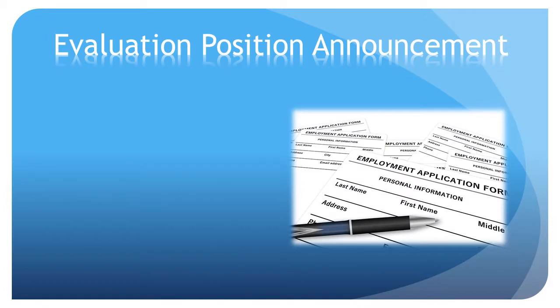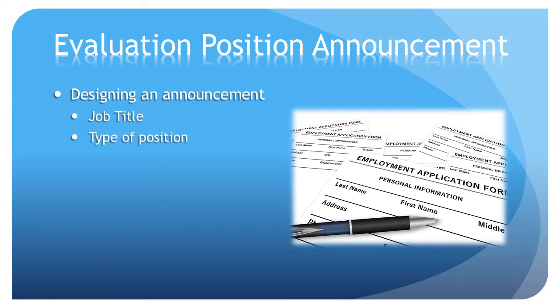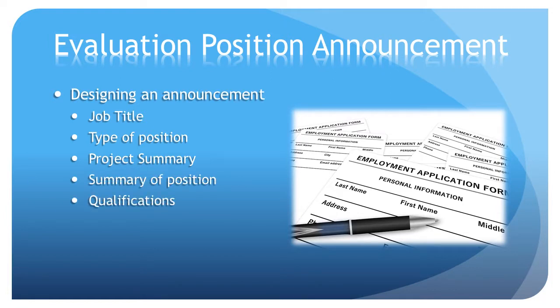One of the first steps to finding an evaluator is to create a position announcement. The announcement format is pretty standard and should include the job title, the type of position, a project summary, a summary of the position, both desired and preferred qualifications, job responsibilities, and contact information for applying. So now, let's talk about how this applies to finding a coalition evaluator.